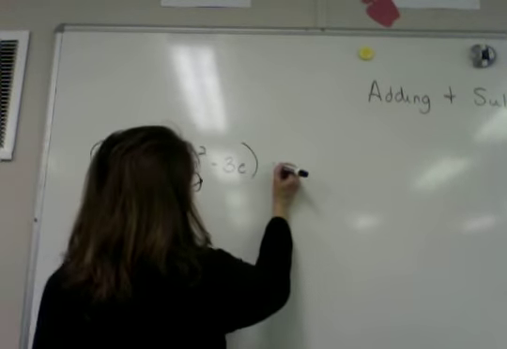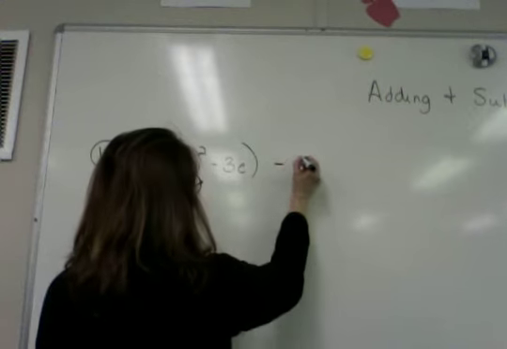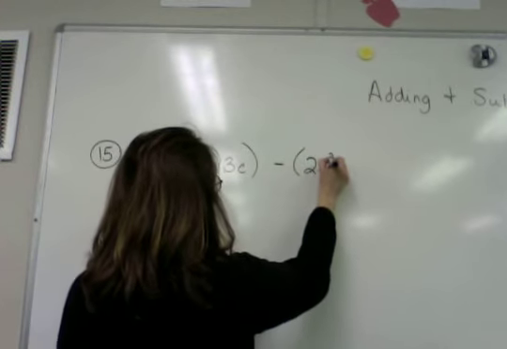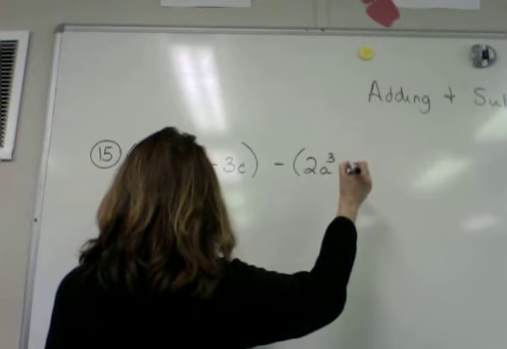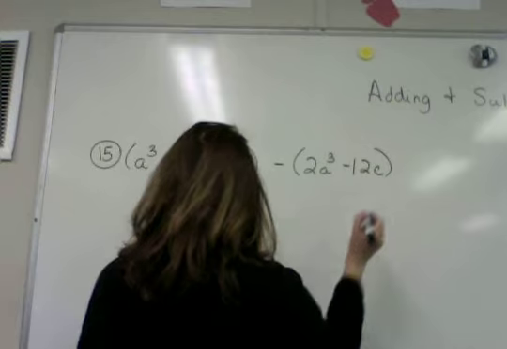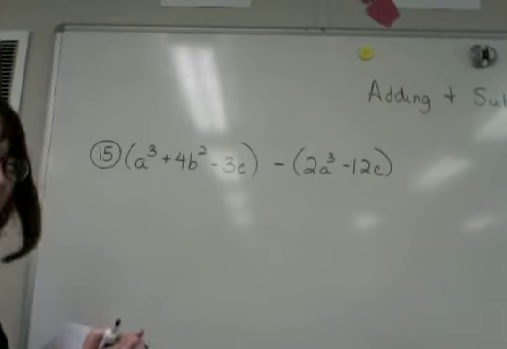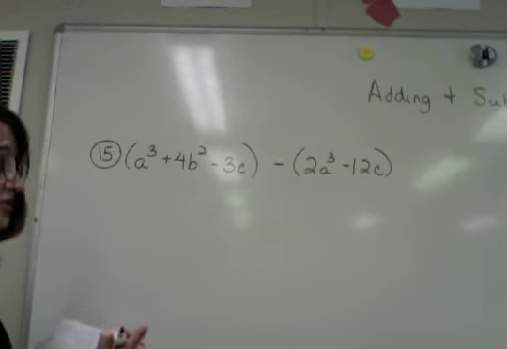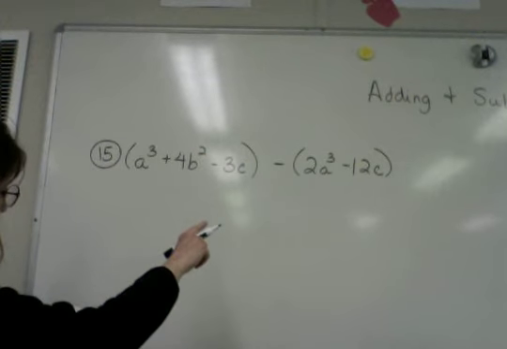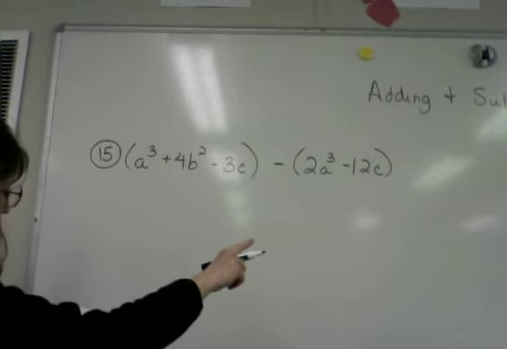And then I am going to subtract 2a cubed. And then I'm also going to have, in there, a negative 12c. So let me take a look at this and make sure I have written everything down. And you can take a second and make sure I've written down everything correctly in your book. To me, it looks correct.